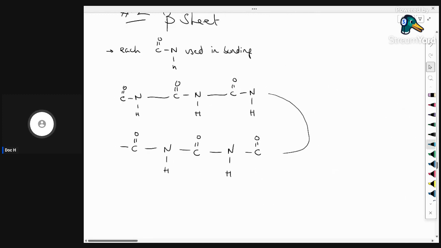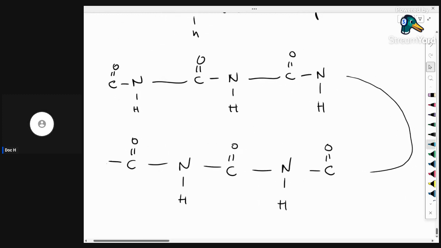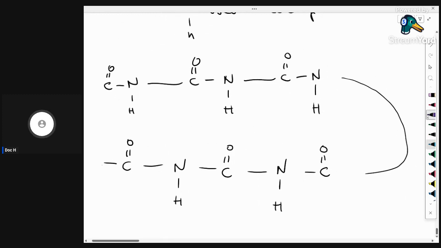And it can then bend around again. Okay, but I'll just keep it at this for now. Don't forget we've got deltas. So I'll just do one example here, delta negative, delta positive, and our hydrogen bond, of course, between them like that.